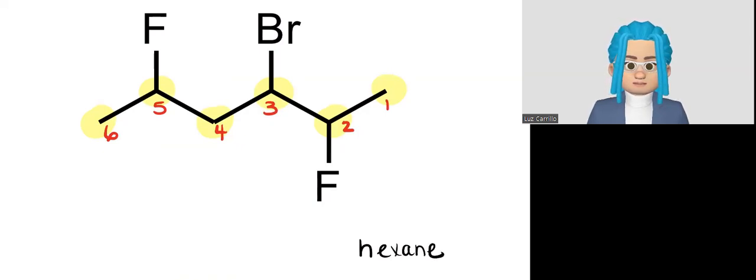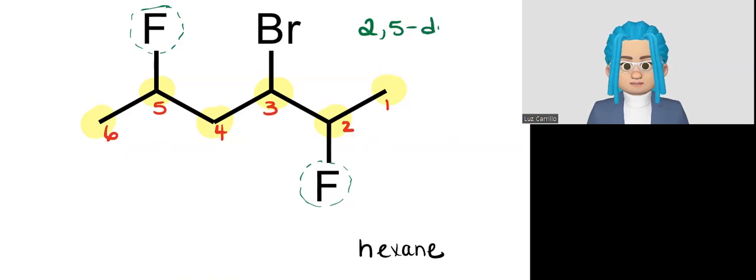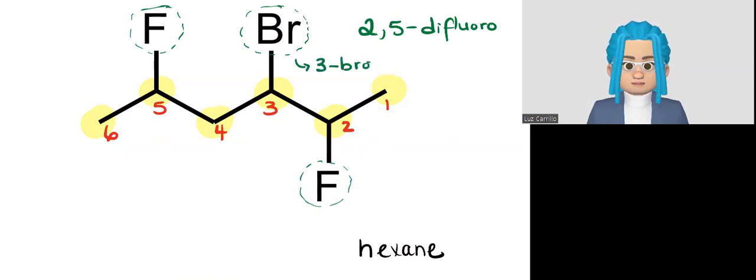I have 2 substituents that are the same on position 2 and 5. That means that when I'm naming that, I can say 2,5-difluoro. On position 3, I have a different substituent. That substituent name is going to be 3-bromo.